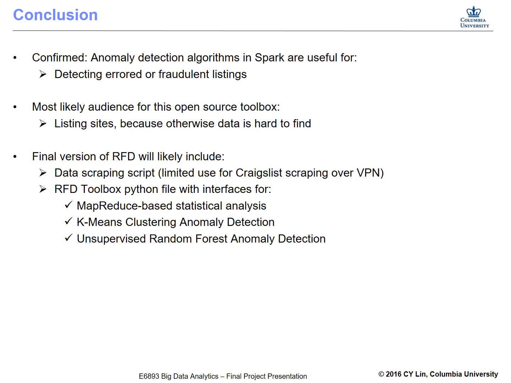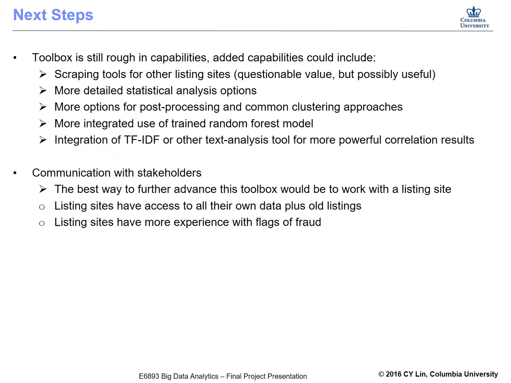In conclusion, I believe this project has confirmed that anomaly detection algorithms in machine learning libraries such as Spark are useful for detecting error or fraud in online rental listings. Most likely the audience for this toolbox would be listing sites. Otherwise, the data is hard to access. The final version does in fact include all of these things. I was able to finish everything I planned to implement, and again, the final report has a more detailed description of the capabilities and API, as well as more detailed examples.